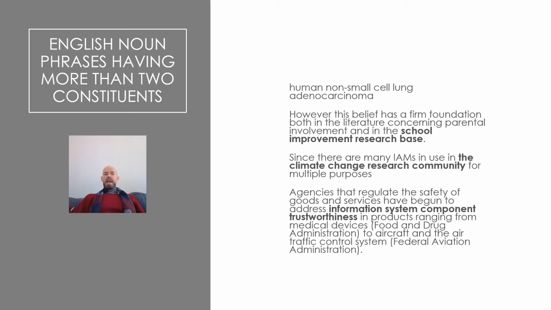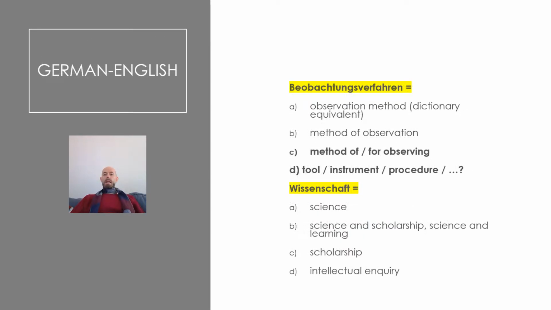Easy. Agencies that regulate the safety of goods and services have begun to address information system component trustworthiness. Well, that's the trustworthiness of the components of information systems. Again, no problem. We can see that usually these ambiguities take care of themselves. Let's move on to German-English translation.